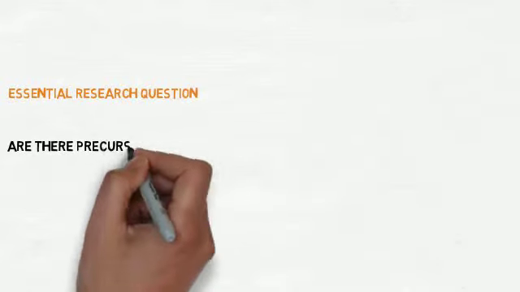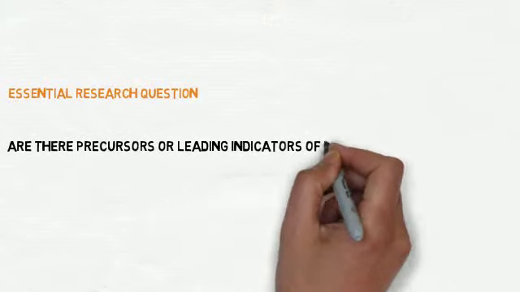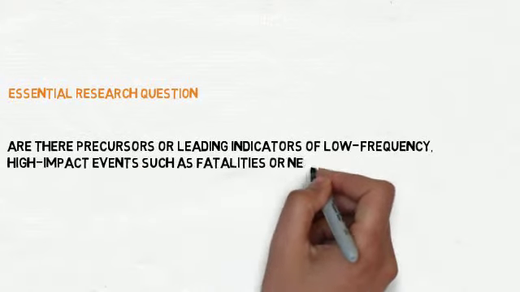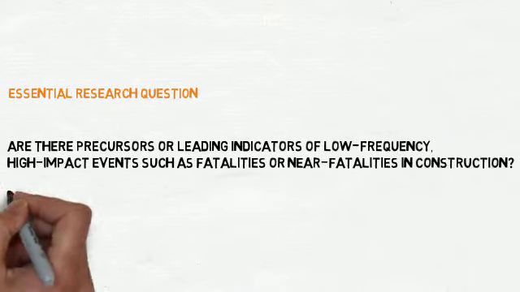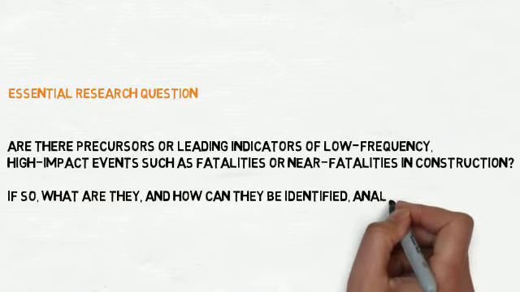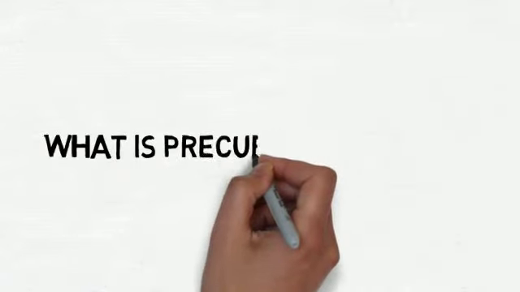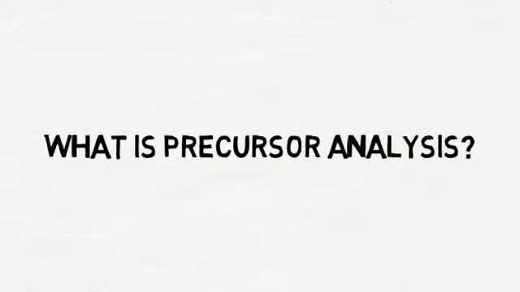This raises the following research question: are there precursors or leading indicators of low-frequency, high-impact events such as fatalities or near-fatalities in construction? If so, what are they, and how can they be identified, analyzed, and implemented to prevent serious injuries? To begin, what exactly is precursor analysis?